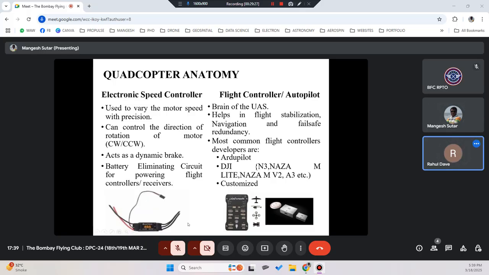The ESCs are also used to act as a dynamic brake, which means it can stop the motion of the motor or the propellers. It also eliminates the battery eliminator circuit for powering the flight controllers and receivers. It will have a segment where it can power the flight controllers or the receivers from the ESC itself.